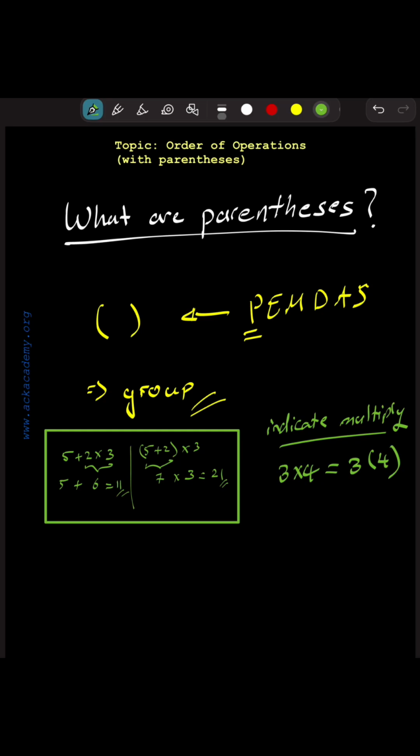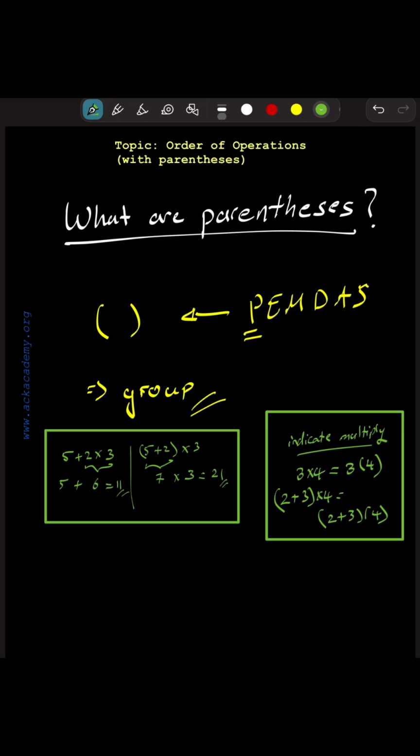Same thing here. If I write 2 plus 3 times 4, this is also equal to 2 plus 3 times 4. Okay.